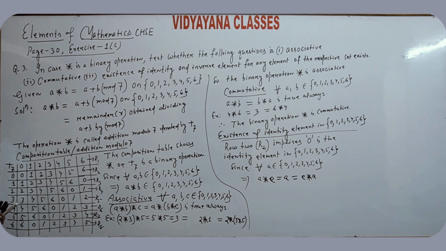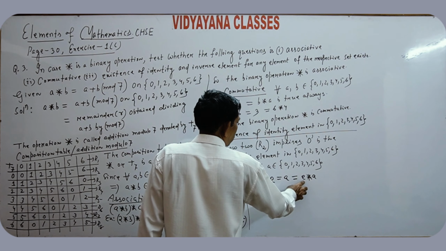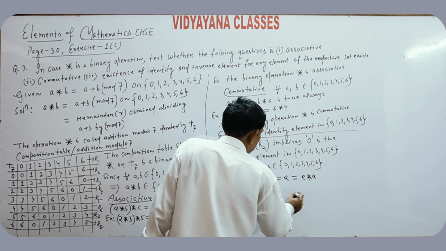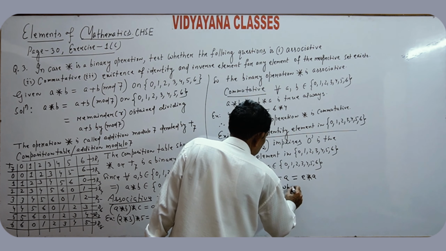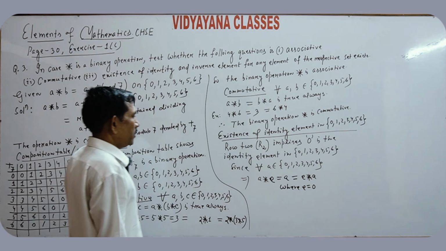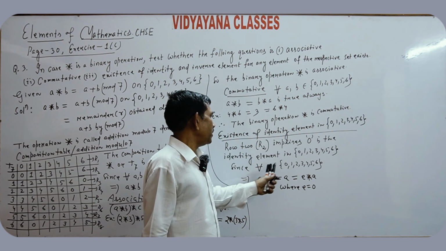0 plus 0 is equal to 0; 7 divides 0 gives 0. 0 plus 1 is equal to 1; 7 divides 1 gives 1. This row is the same as this row. A star E is equal to A, and E is equal to E star A, where E is equal to 0. Row 2 implies 0 is the identity element in this set.